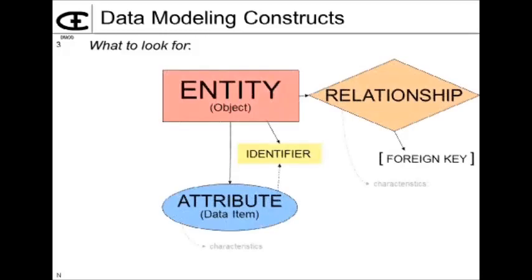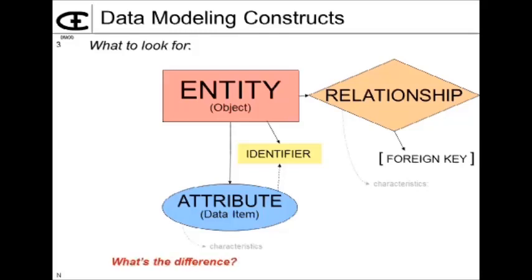What are the modeling constructs that we look for? We've been dealing with entities, relationships, and attributes. But the notion of attributes has been messing us up, getting us into trouble, because attributes only arise in the clustering process.